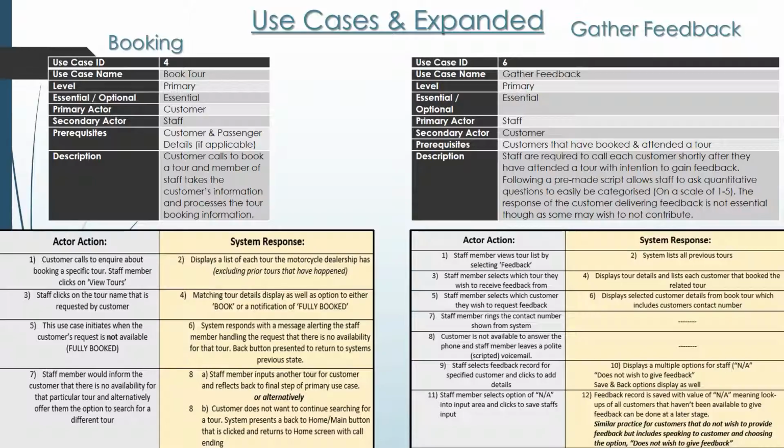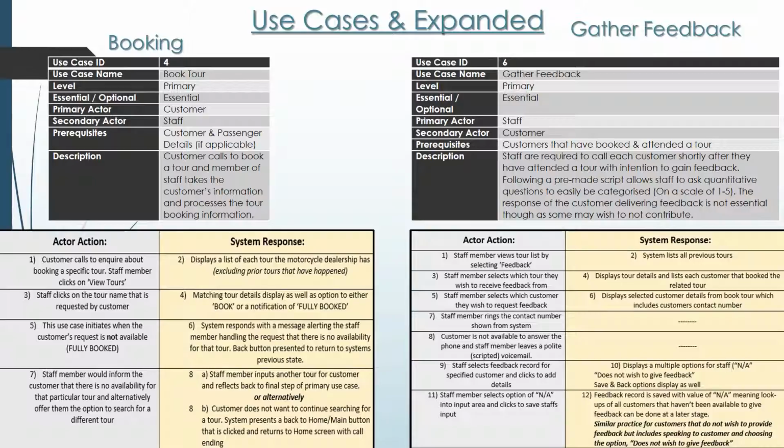A full list of use cases has been provided within the support and evidence file that has been attached on my course, but for this presentation only, the booking and gather feedback have been used alongside their expanded use case that gives a deeper understanding of the process and requirements that may be involved. Separately written user stories for both use cases have also been included in the support and evidence file that shows a conversational style approach.